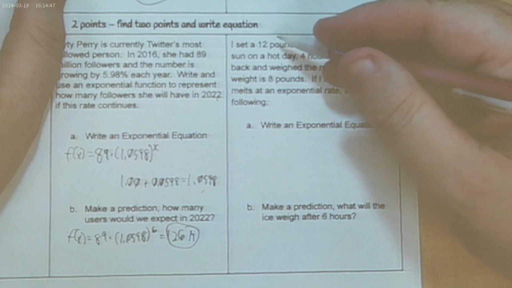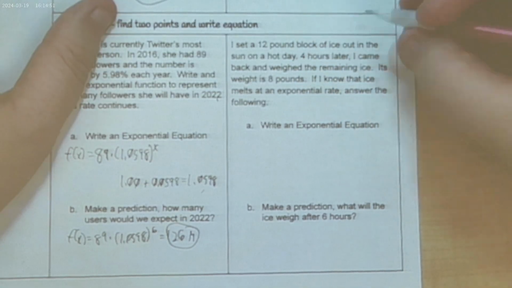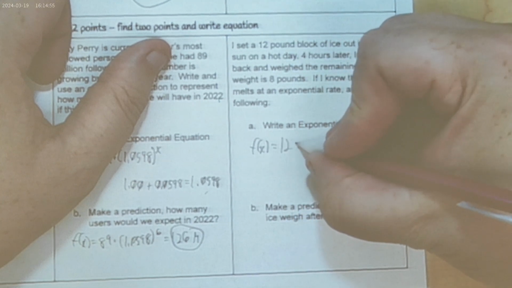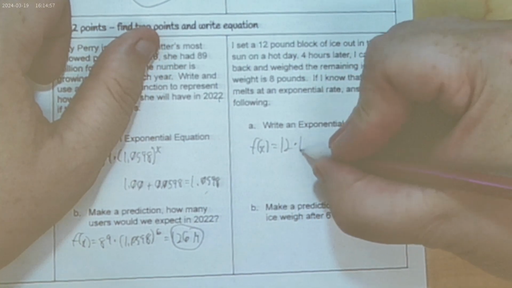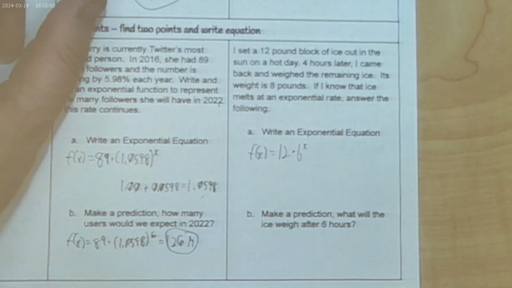How does the weight change every hour? You know what the initial weight was at time equals 0. It was 12. So what that means is f of x equals 12 times b to the x. Now we've got to solve for b.